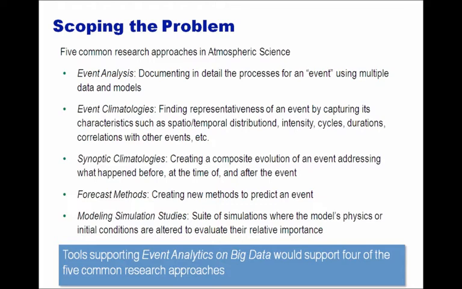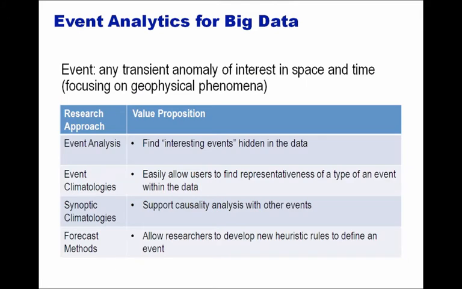And then the fourth method is the forecast method, where the research is focusing on trying to come up with new methods for predicting a particular event. So the goal is, if we build an event analytics tool for big data, we should be able to support four of the five common research approaches that are used, at least in atmospheric science, which happens to be a big data domain, looking at satellite imagery, model simulation, and so on.